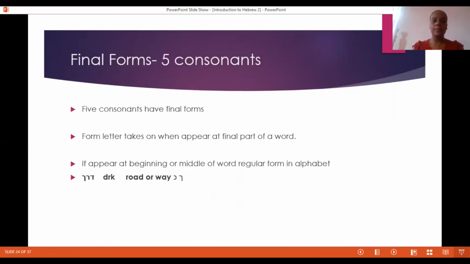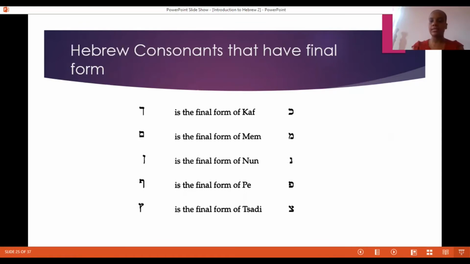So take, for example, the word derek, which means road. In Hebrew, the kaf is found at the end of this word. And so the form that it's taking is the final form as seen in this diagram.